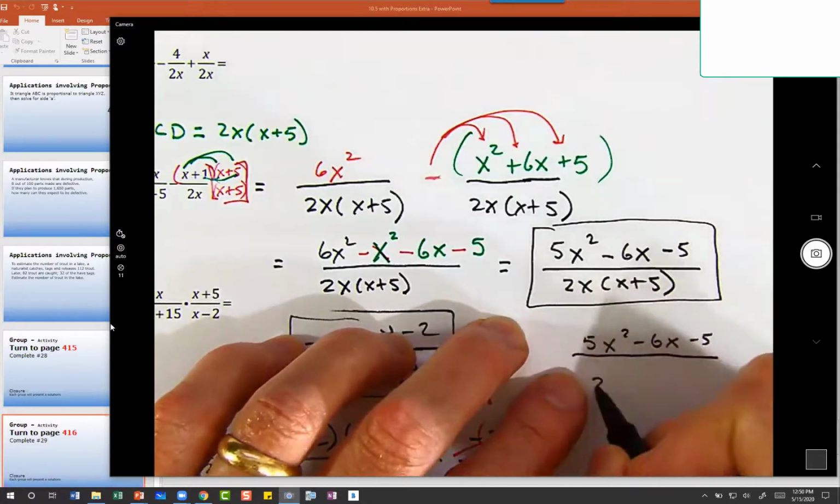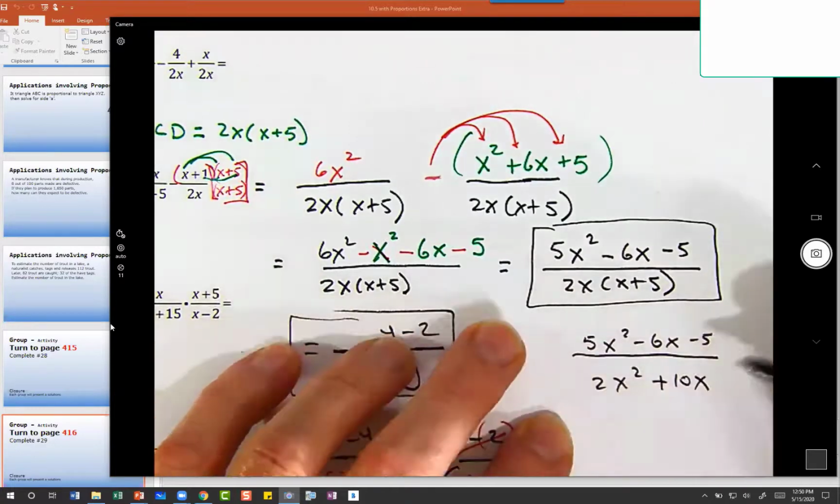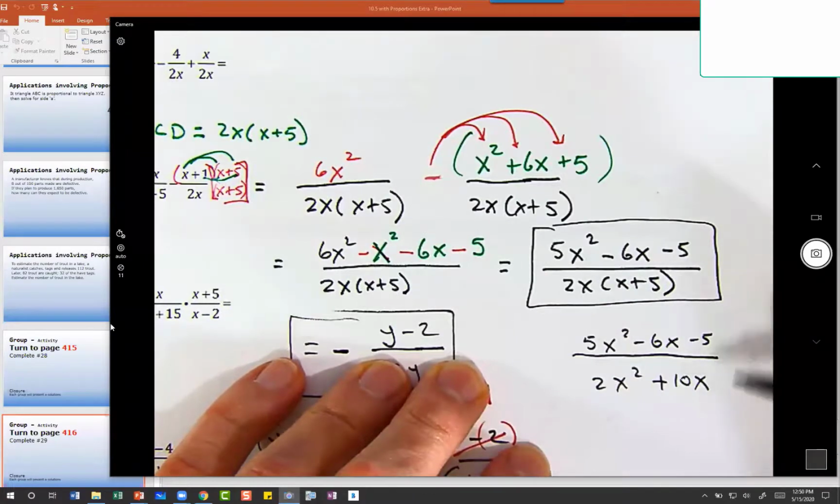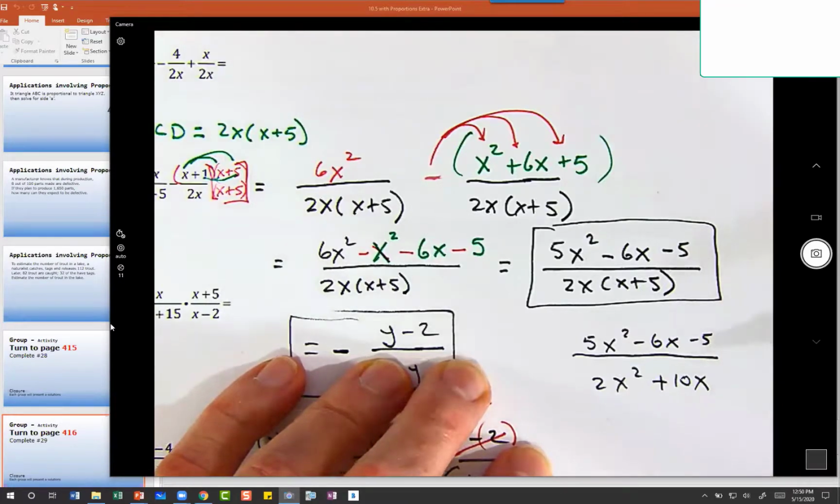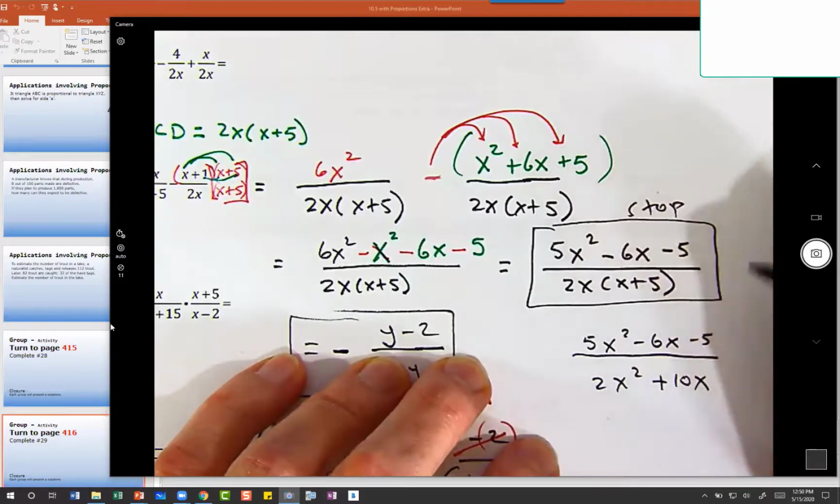by distributing. So these are both true, but it just meant more work. To get this last one, it took me one more step. So it was just more work. If we stop here, though, we're good because it's still a correct answer.